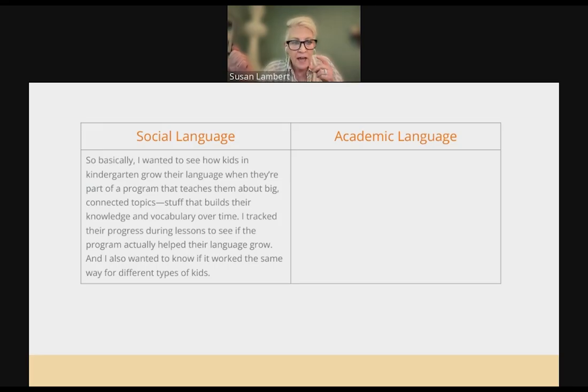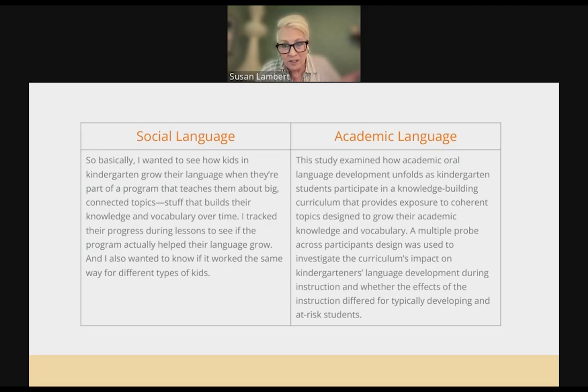Well, if I had to write that down as the introduction to this research study in written form, it might look a little something like this. This study examined how academic oral language development unfolds as kindergarten students participate in a knowledge building curriculum that provides exposure to coherent topics designed to grow their academic knowledge and vocabulary. Whew, I'm going to stop there because by now you probably are all sleeping, right? Do you see how long that sentence was?